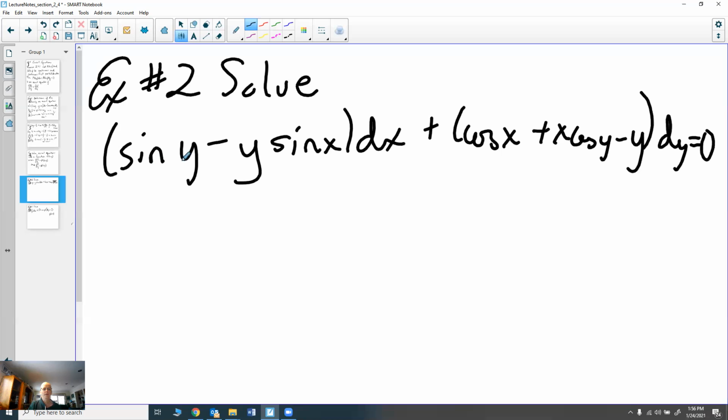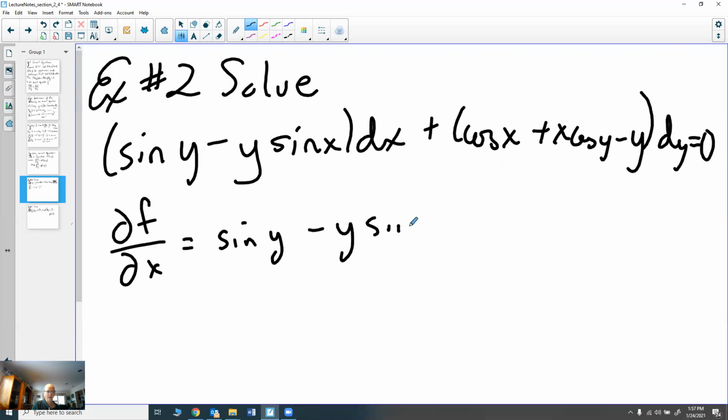So we're going to solve sine of y minus y sine x dx plus cosine x plus x cosine y minus y dy equals 0. Now this is actually the one from the first example that was exact. So we already know this is exact. If you didn't, you'd have to prove it's exact before we could do this method. So now we know this is exact, and we're going to look for some function f so that when we take its partial derivative with respect to x, we will get sine of y minus y sine of x.